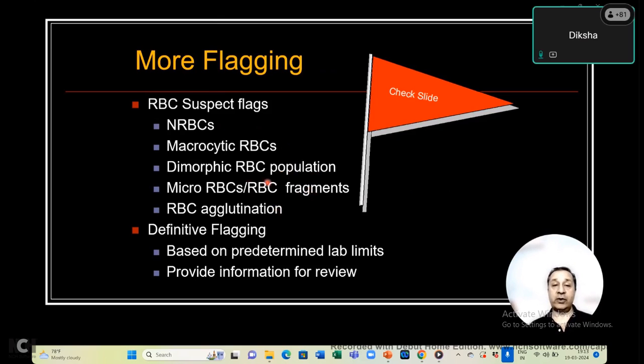And in addition to all of these suspect flags, you might also have what is called definitive flagging. For example, when you predefine the limits of the lab at which you would want critically to be alerted. For example, if you want a hemoglobin of less than 5 to be your critical alert, the customization of the flag can help you define that, and at this point the analyzer will tell you this is critically low. It'll also help you to customize your own flagging criteria for providing information for review. So all of these can be flags for specific cell population.